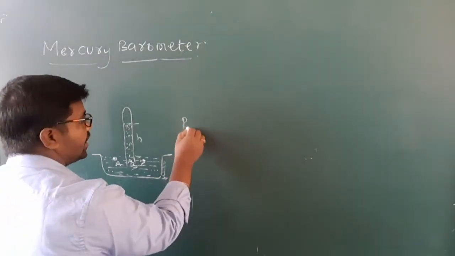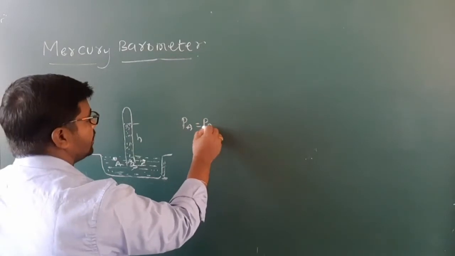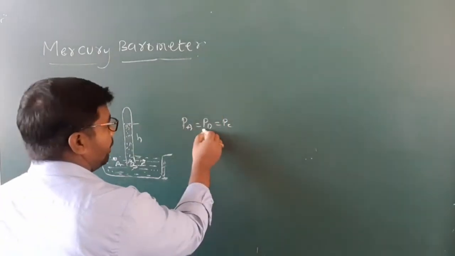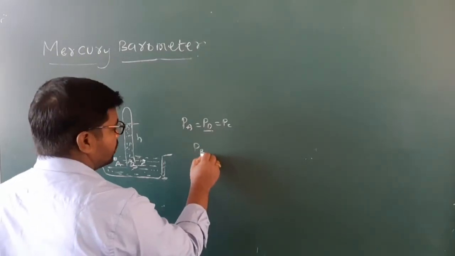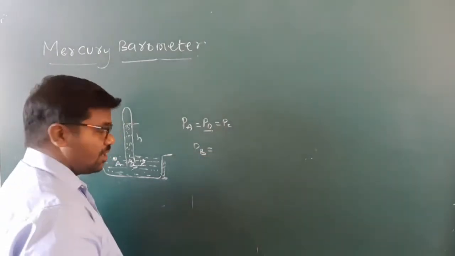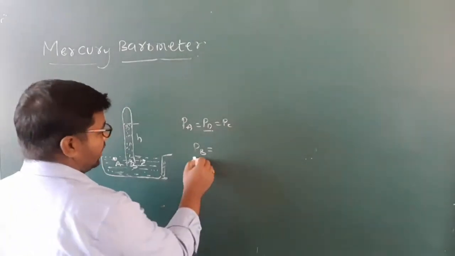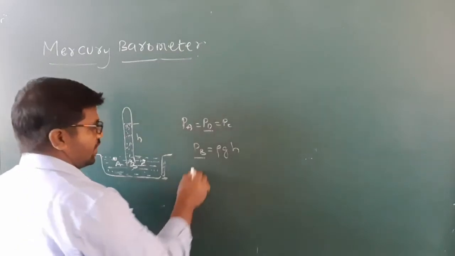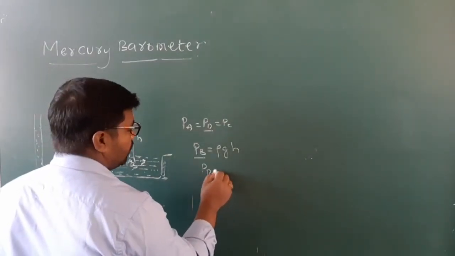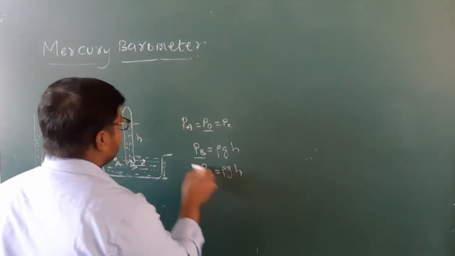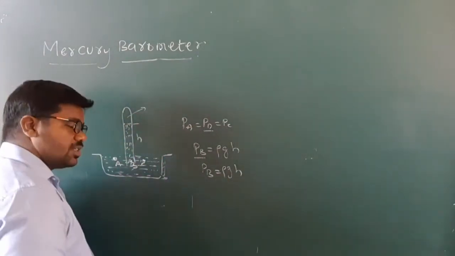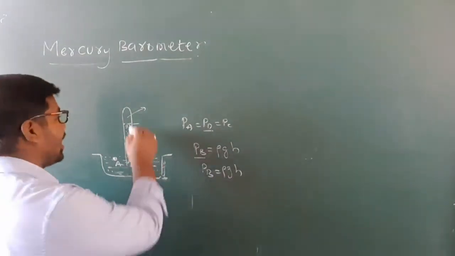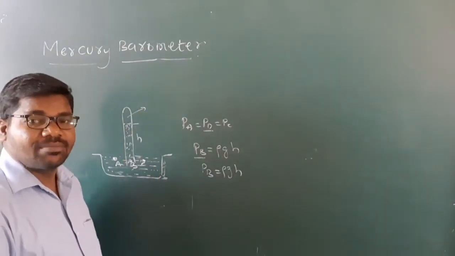We know that pressure at A is equal to pressure at B is equal to pressure at C. The pressure at B is the pressure due to the height of the liquid column, rho g h. So PB is equal to rho g h. Here some vacuum is formed, which you can call the Torricelli vacuum, named after the scientist.